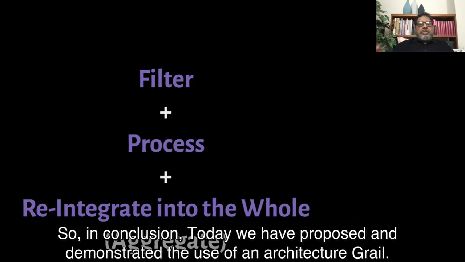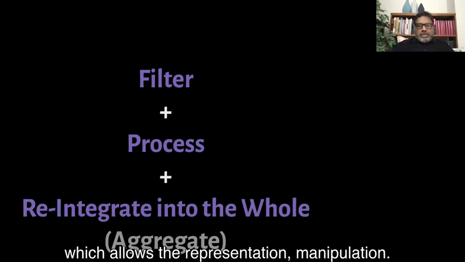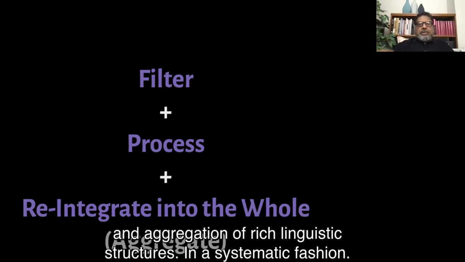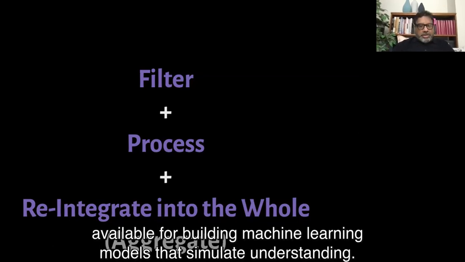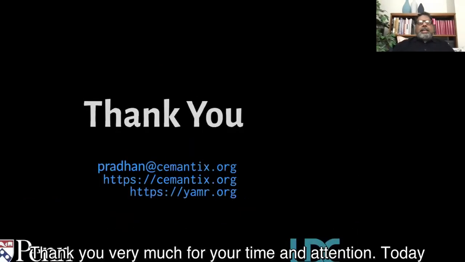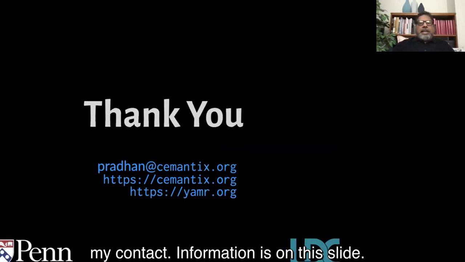So in conclusion, today we have proposed and demonstrated the use of an architecture, GRAIL, which allows the representation, manipulation, and aggregation of rich linguistic structures in a systematic fashion. We have shown how GRAIL advances the tools available for building machine learning models that simulate understanding. Thank you very much for your time and attention today. My contact information is on this slide.